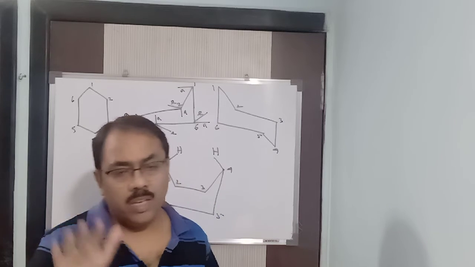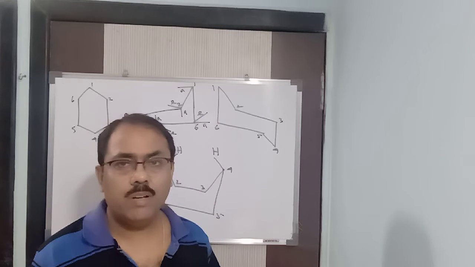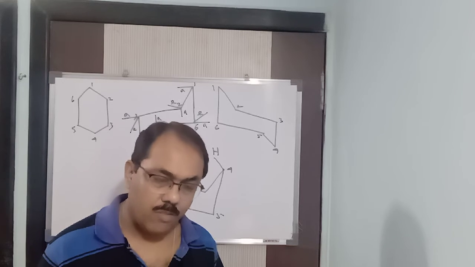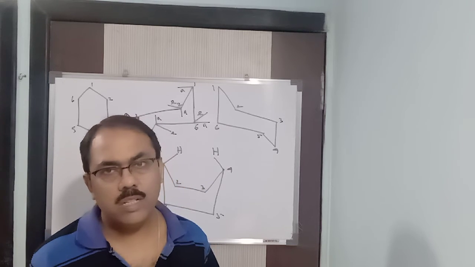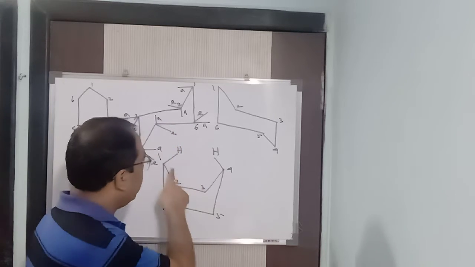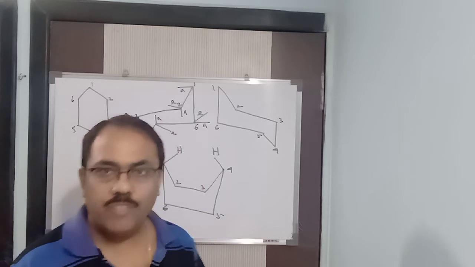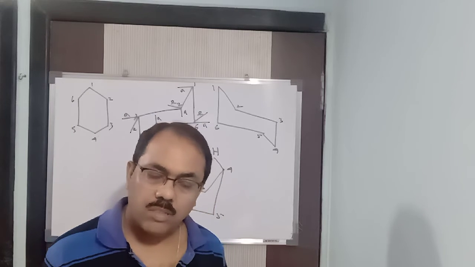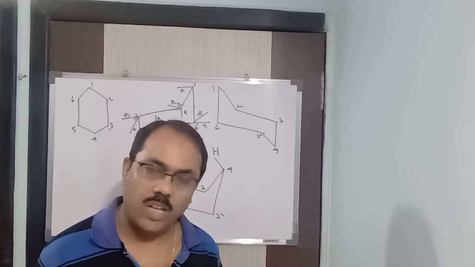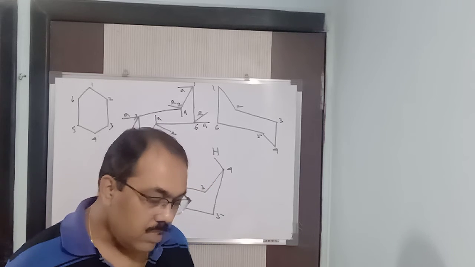So what I said, in case of boat conformation, the boat conformer is less stable than the chair conformer because 11 kilocalories per mole energy is more in case of boat. And the second thing is that the flagpole hydrogen atoms are eclipsed, due to which the energy automatically increases. And hence the boat conformer is always less stable than the chair conformer, we can say that.